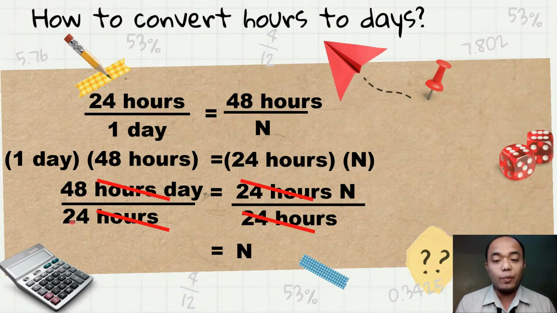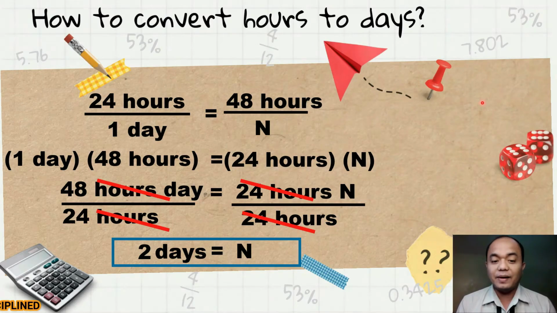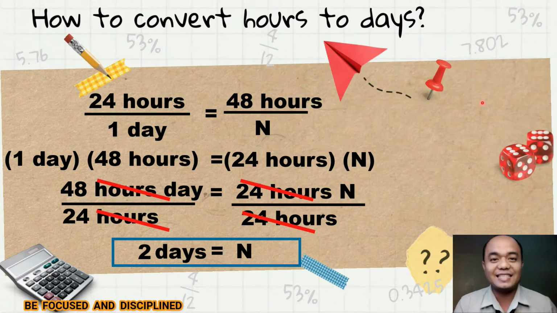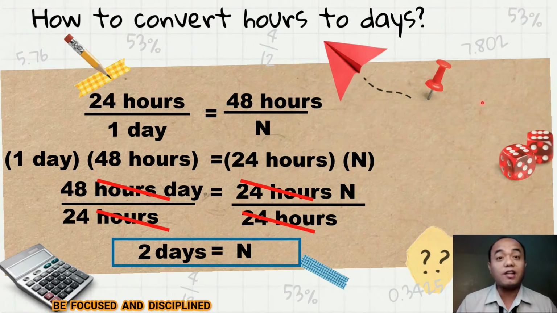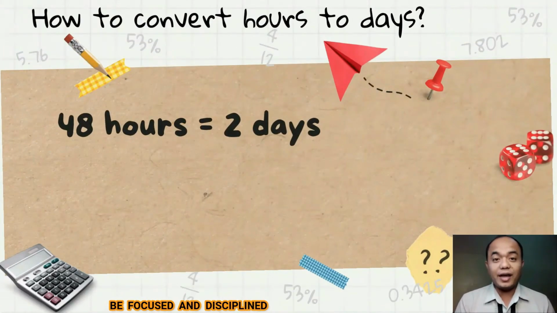48 divided by 24, how much? Very good. The answer is 2. And what unit is left here? Yes, days. So, ibig sabihin, the final answer is 2 days. So, tama yung sagot natin kanina na 48 hours is equivalent to 2 days. And this is how to convert hours to days. So, 48 hours is equal to 2 days.